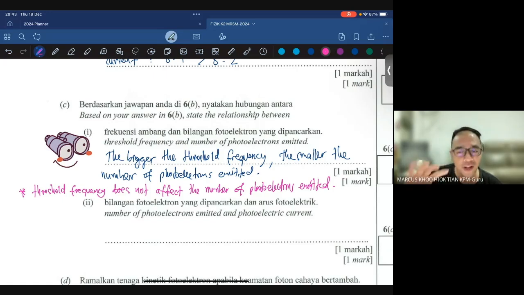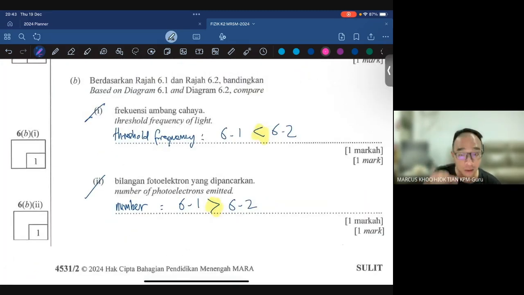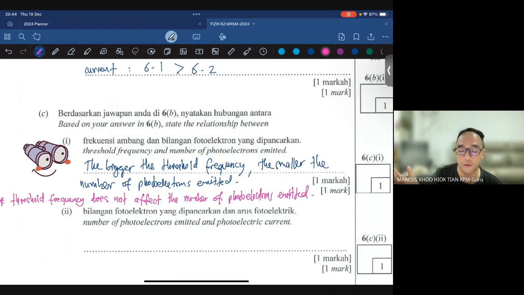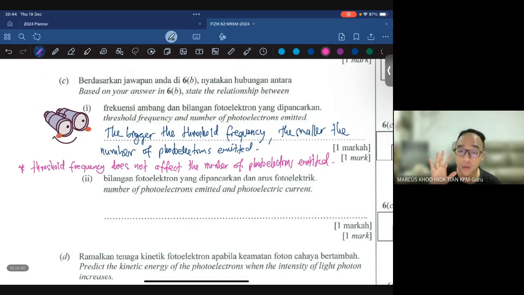So this is a very interesting question, because the relationship I wrote here, according to the question, is correct. It looks like it. You compare, and the higher the threshold frequency, the smaller the number of photoelectrons. But in reality, what we should actually learn is that the threshold frequency does not affect the number of photoelectrons. It doesn't mean that if you have a higher threshold frequency, the number is larger. It just means that it's easier to release the photoelectrons. That's it.